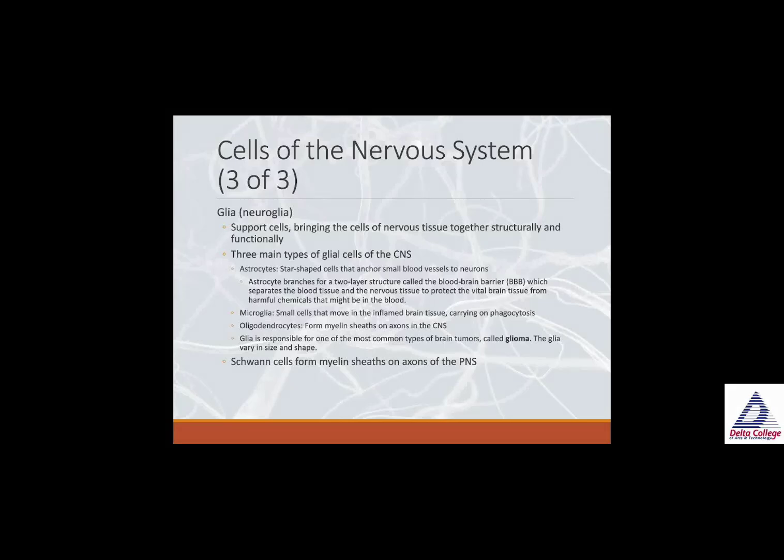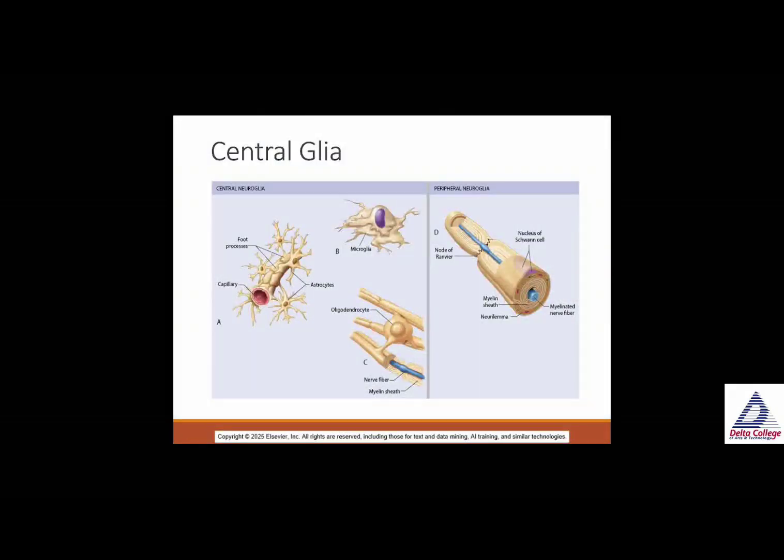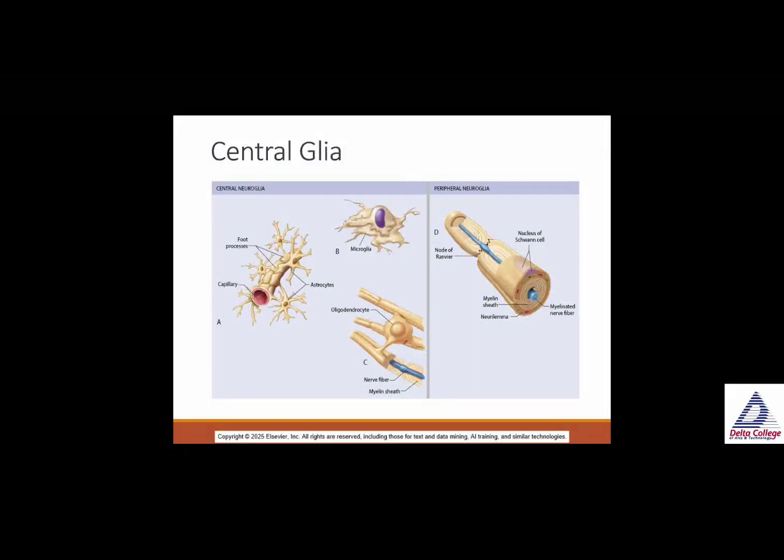Schwann cells, again, form the myelin sheath on the axons of the peripheral nervous system. So in this image, you can see central neuroglia and peripheral neuroglia. So you can see the astrocytes and all these different types of cells.